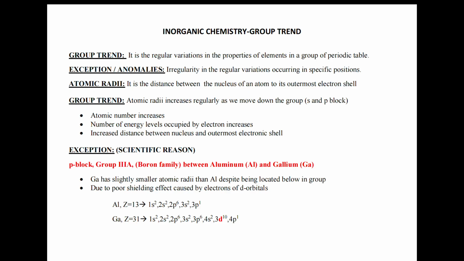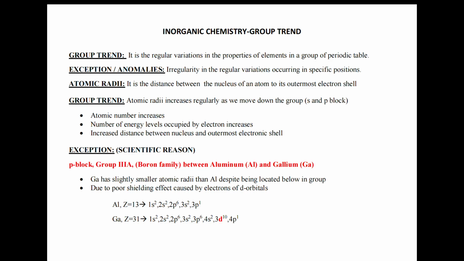Talking about the atomic radius, it is the distance between the nucleus of an atom to its outermost electronic shell. Keep in mind that in the atom, you might have more than one shell, so the distance is from the nucleus to the outermost electronic shell, which means the last shell or the valence shell.